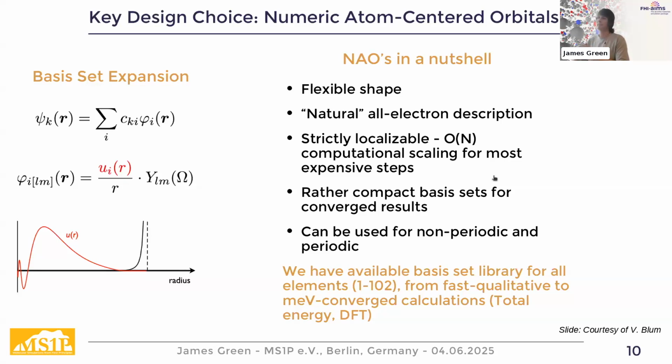So the second point. And as well, these NAOs can be used for both non-periodic and periodic calculations, so satisfying the final point from the previous slide. And we have a basis set library available with these NAOs in the FHI-aims code, ranging from fast qualitative calculations to converged calculations. And really, we only need a rather compact basis set for converged calculations as well, which is quite nice.